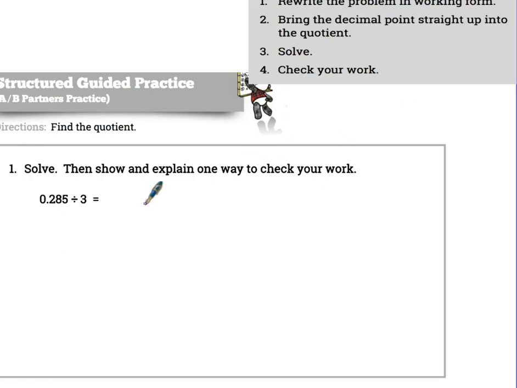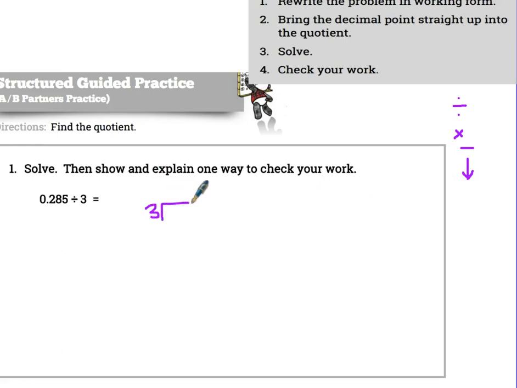Okay, so now let's go on to what we did before for structured guided practice. And I'm going to work with you to set this up. And then I'm going to pause the video, or I want you to pause the video, and do your division to check and see if you have the same answer that I'm going to have at the end. Okay, so again, I'm going to put my steps for division: divide, multiply back, subtract and compare, and bring down.